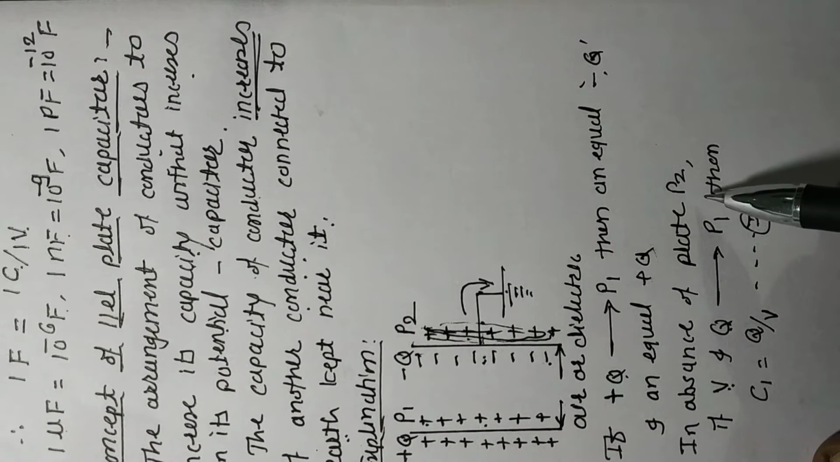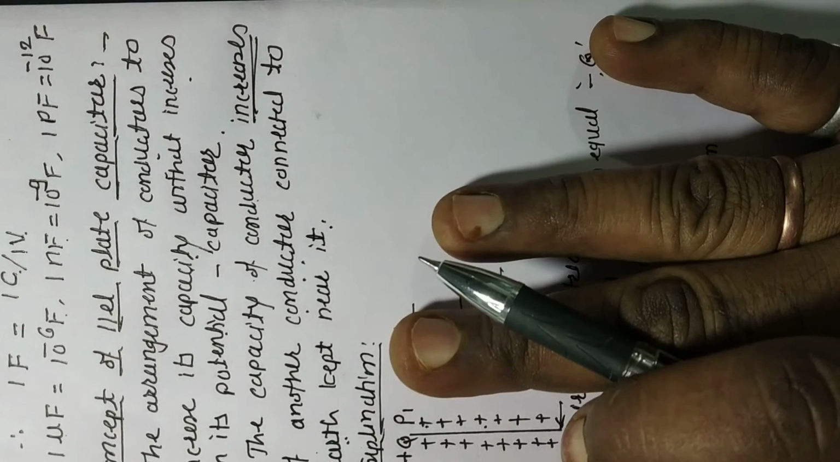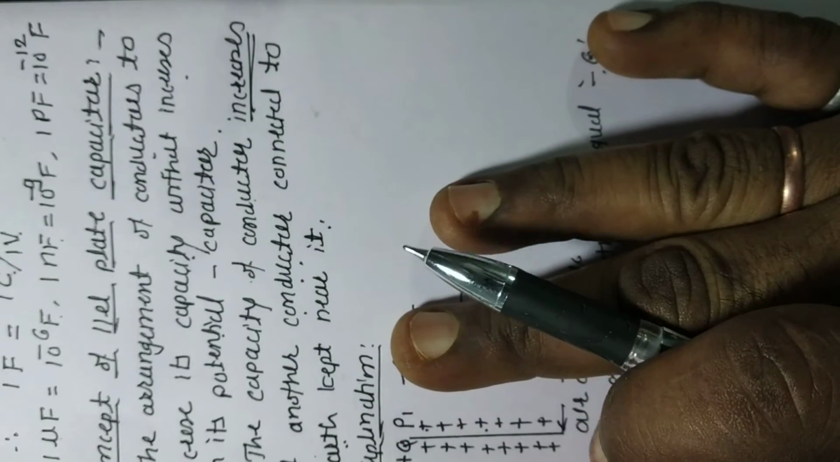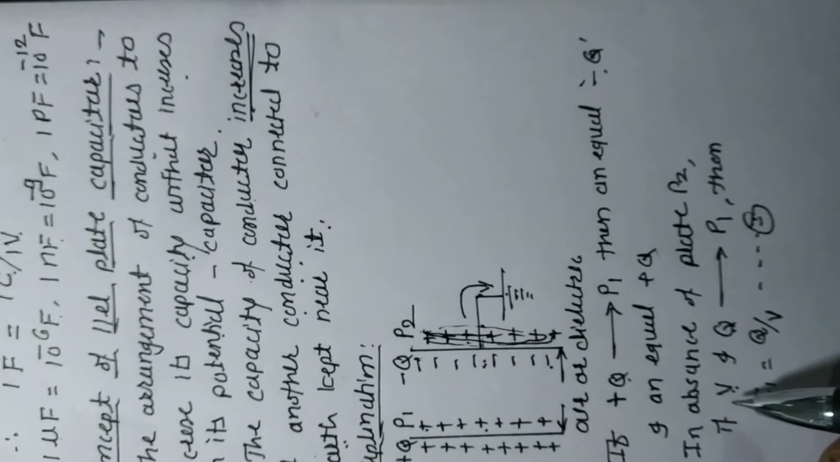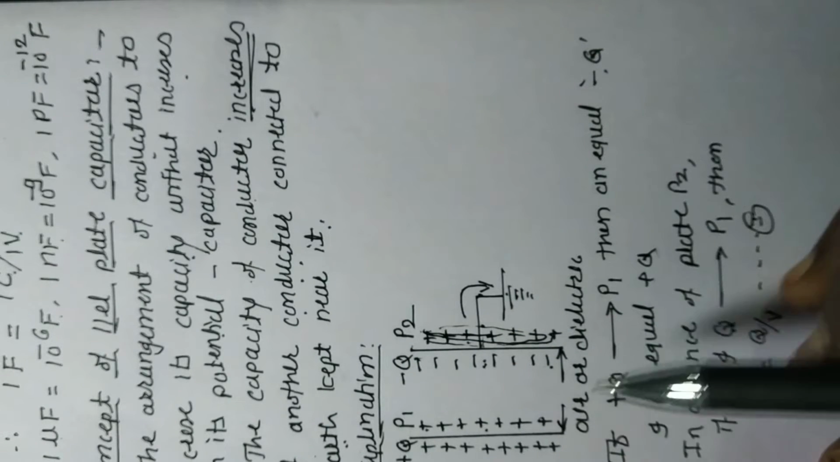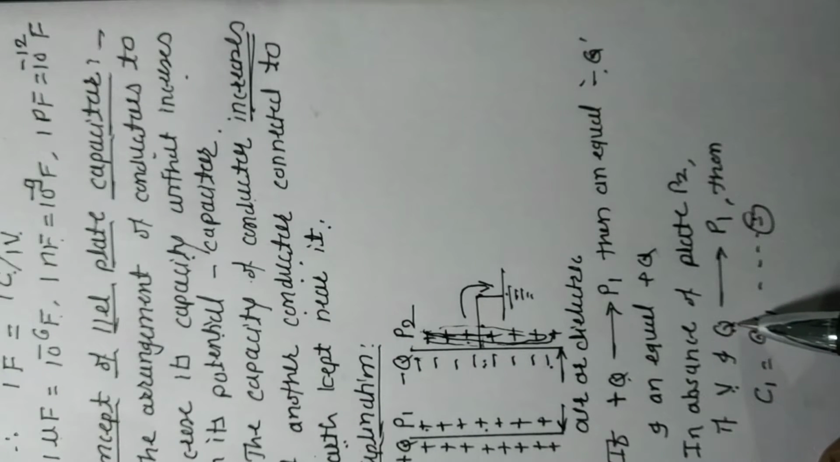In absence of plate P2, समजा ही जर प्लेट नसेल, if phi and Q are potential and charge of plate P1, then capacity of plate P1 becomes Q divided by phi.